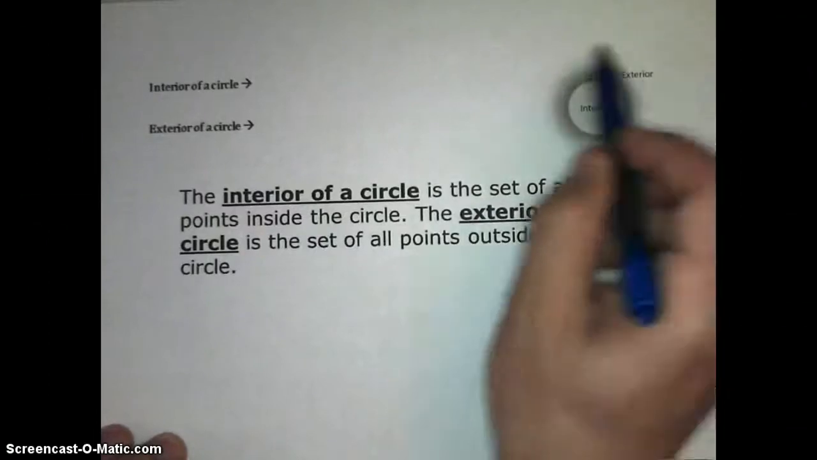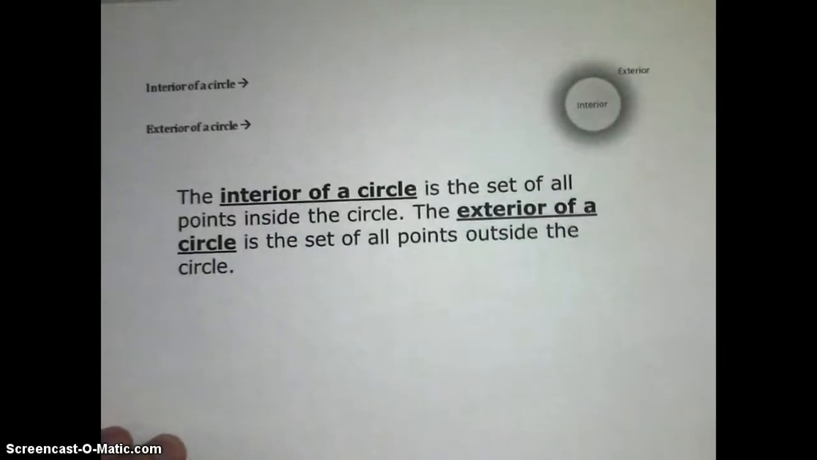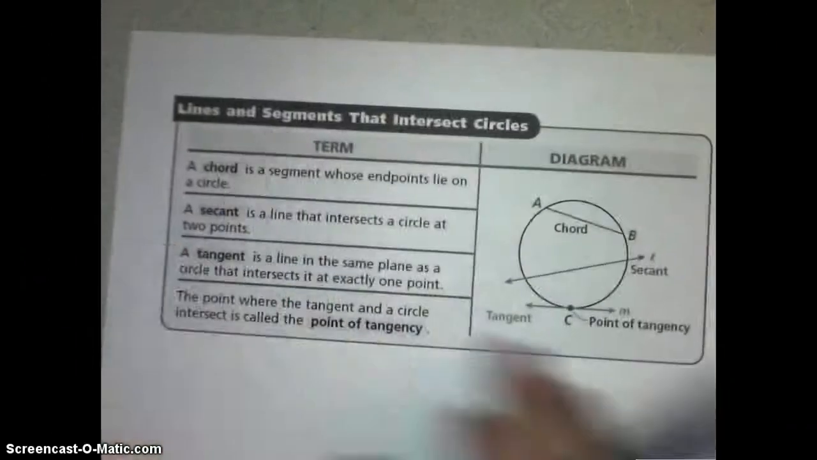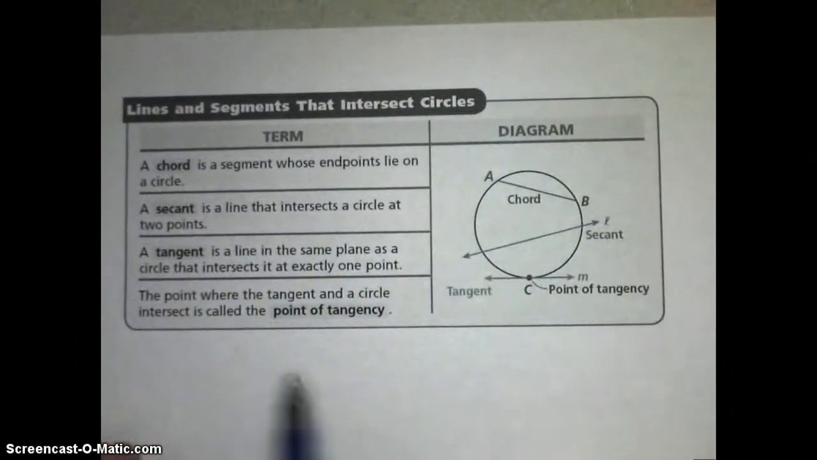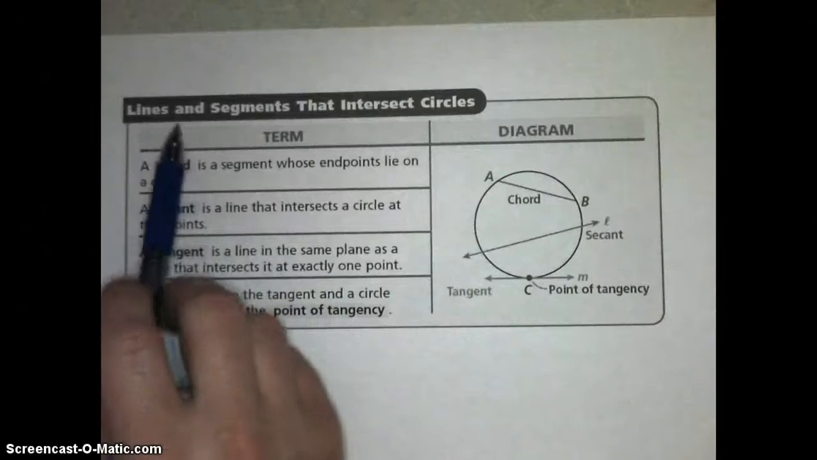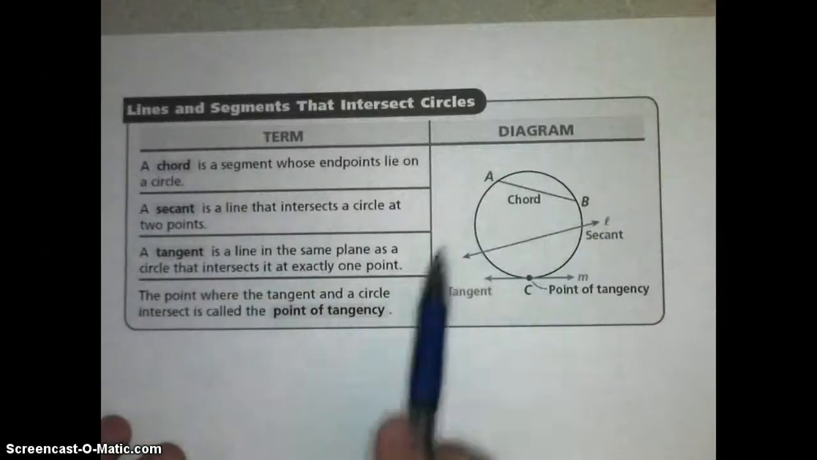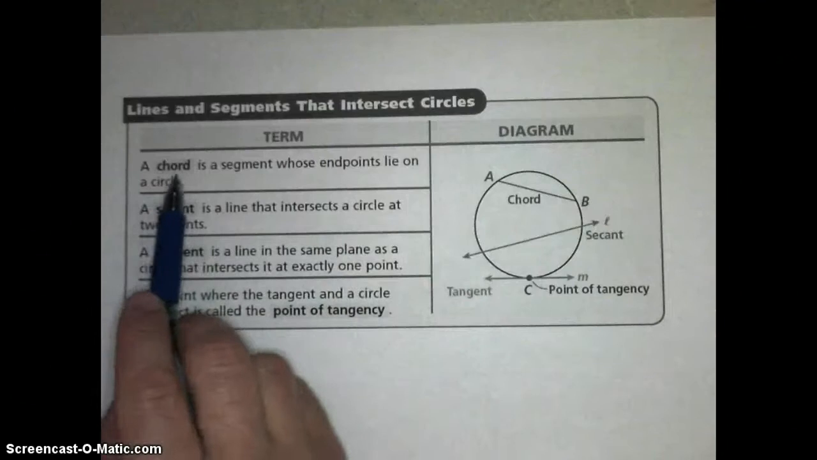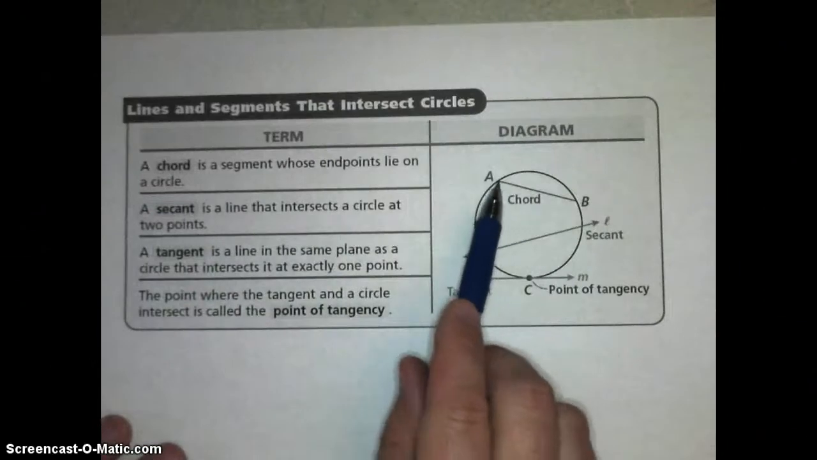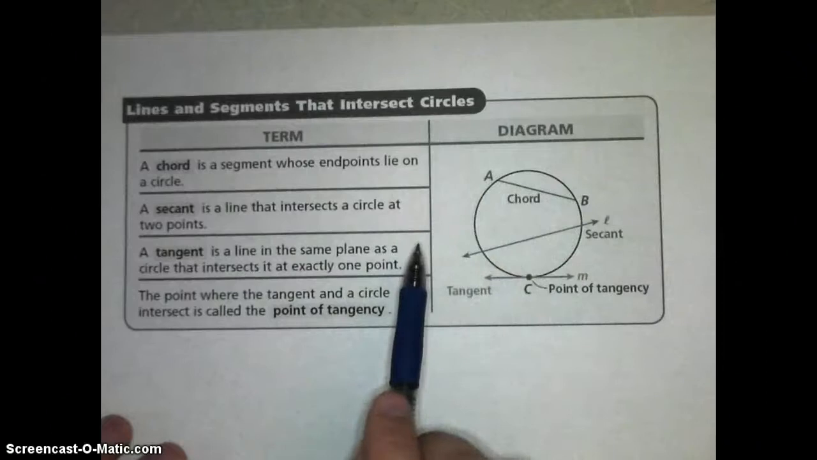So interior, exterior. Let's take a look at the new terms from this lesson. Again, these are things you should have filled in using your book already. If you need to pause to copy these down, that's okay, but I'm going to go right through these quickly. Lines and segments that intersect circles are broken up into 3 different categories. A chord is a segment whose endpoints lie on the circle. Remember, segments have a definite length. They stop at the endpoints.